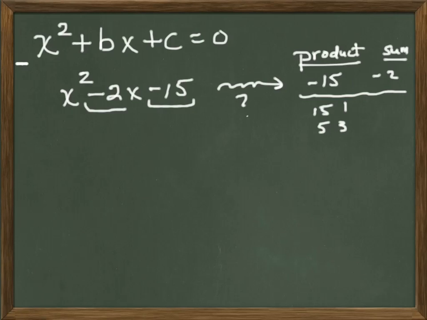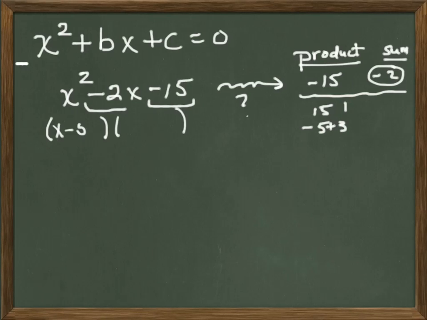Well, 15 and 1 doesn't get us anywhere. That only gets us a sum of 14 or 16. But if we use 5 and 3, and we make it a negative 5 and a positive 3, we can get that combination. Negative 5 times positive 3 is negative 15. Negative 5 plus 3 is negative 2.